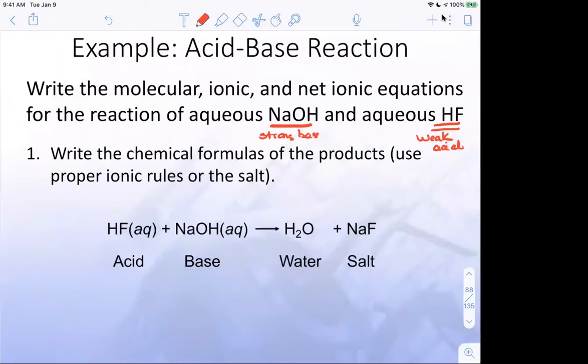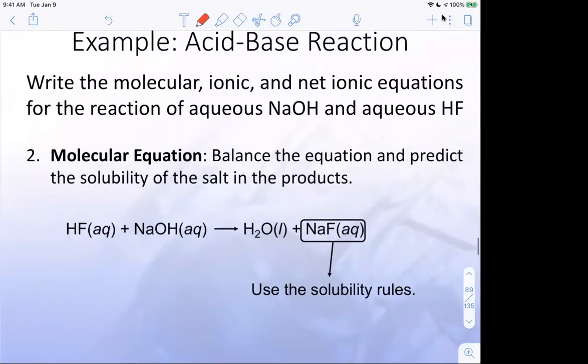If I write the formulas of the potential products, I'm going to do the same thing I did before. The H and the OH combine, and then the sodium and the fluoride combine. I'm going to get water and NaF. This will be aqueous. This is a soluble salt, so that will be aqueous, and then I'm forming liquid water as well.